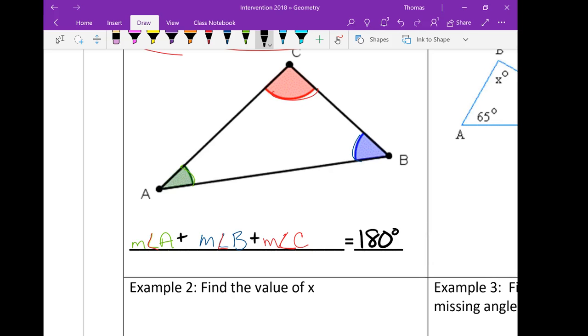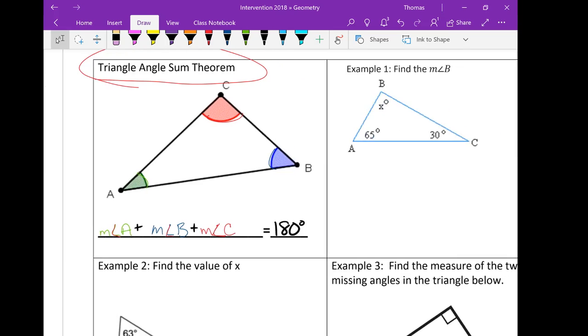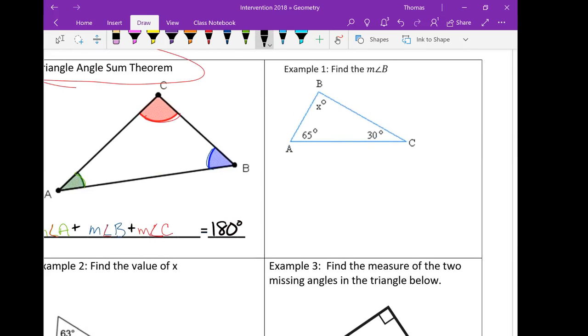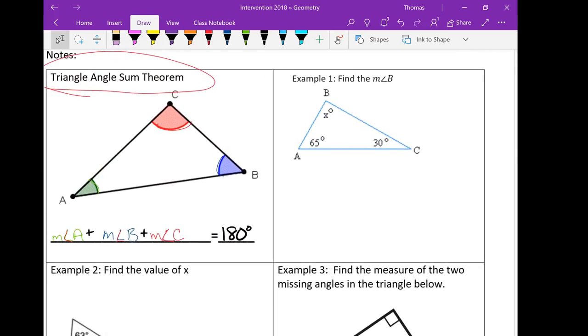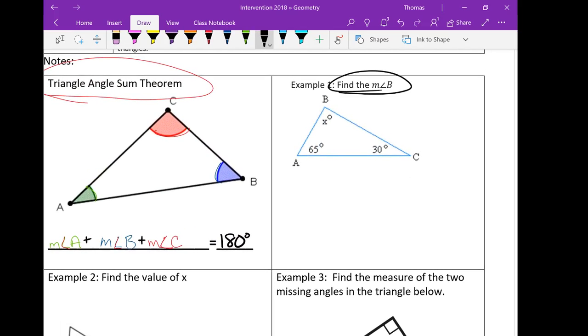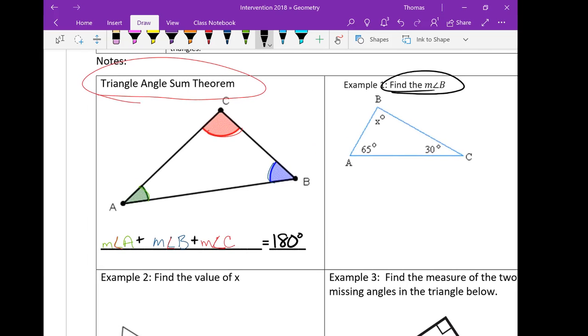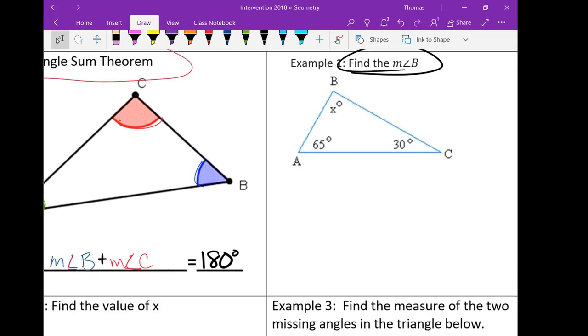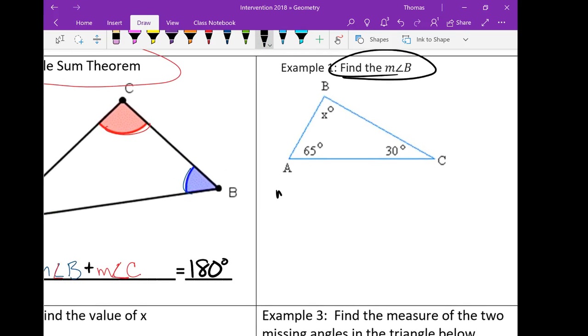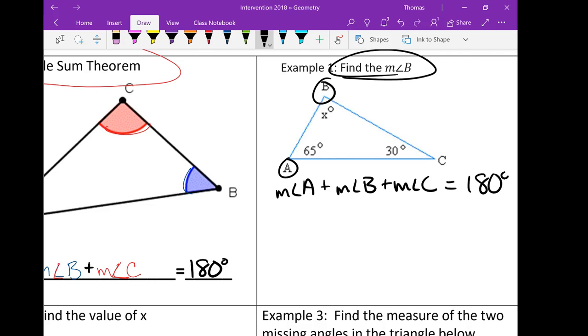So we'll be able to apply this along with other things we know about our angles to figure out some missing things. So looking over to example 1, it says find the measure of angle B. All right. Well, when I want to apply my triangle angle sum theorem, I would just like to write down my expression first. I know that the measure of angle A plus the measure of angle B plus the measure of angle C is going to be 180 degrees. That's just my theorem. Then I'm going to go through and plug in the appropriate values.